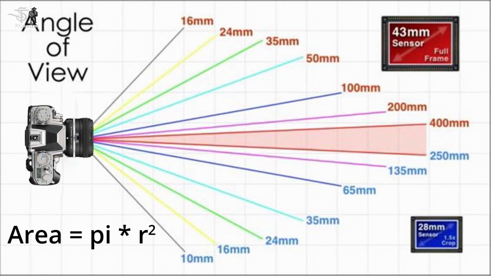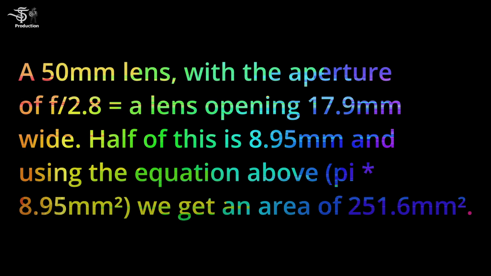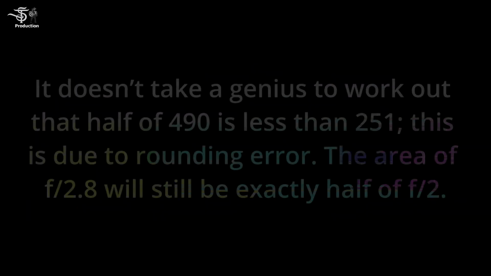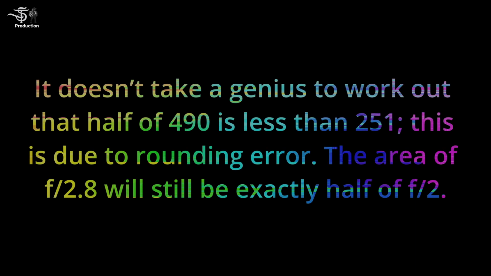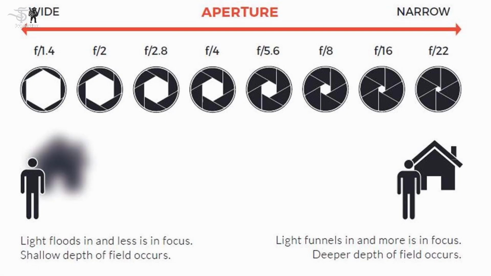Here are a couple of examples. Now, it doesn't take a genius to work out that half of the 490 is less than 251. This is due to rounding error. The area of f2.8 will still be exactly half of f2. This is what the aperture scale looks like in reality.